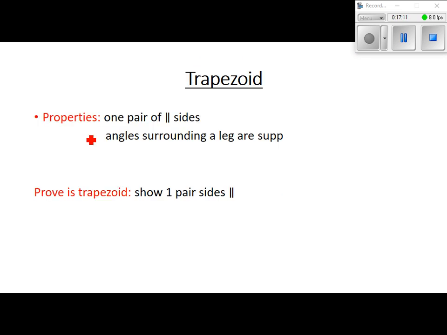Properties of a trapezoid. Trapezoid always has one pair of parallel sides, and the angles surrounding each of the legs are supplementary. They add up to 180. To prove something is a trapezoid, if you prove one pair of sides are parallel, then we can say it's a trapezoid.